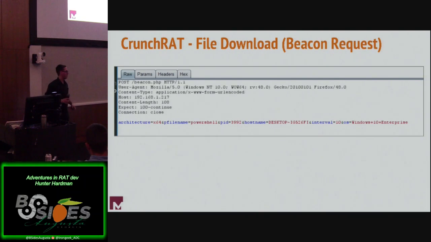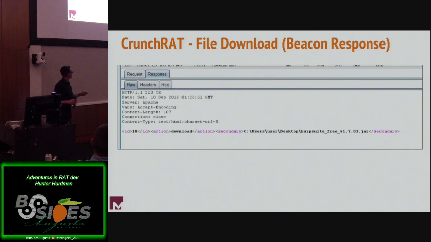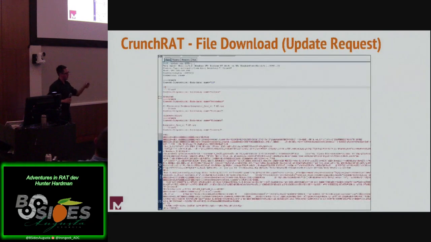As far as a file download, as I mentioned earlier, same beacon request. And then there's the file that it actually wants to download from the remote system. So it's Burp Suite. And then this is where I use the multi-part form request. But essentially it's just delimited. Burp Suite is like 12 meg or something like that. I broke it up into like a 1 meg chunk, and it's an excerpt obviously.